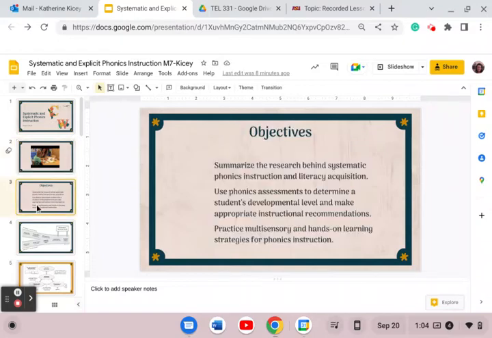So the objectives for this lesson are to summarize the research behind systematic phonics instruction and literacy acquisition, use phonics assessments to determine the student's developmental level, which we've been talking about this whole course, and then practice multisensory hands-on strategies, which you saw so many in that video. There were many hands-on strategies that happened before and after that child read the book.